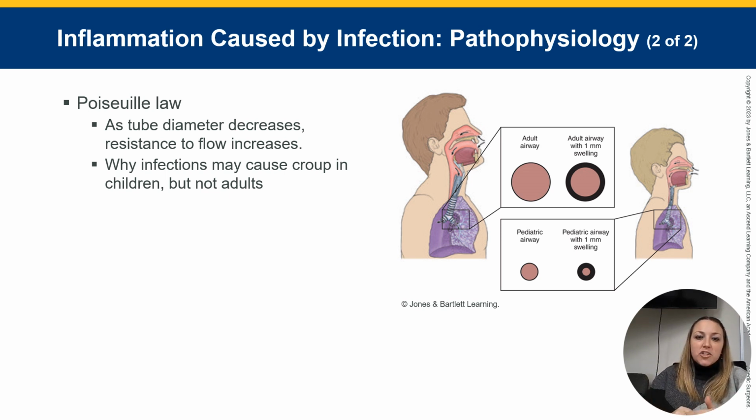And this is why airway infections can cause croup in children, but not in adults, because as you get older and you get bigger and you grow, you have a larger airway and you don't have that restriction. You don't get the restrictive disease that you do when you're a kid, because it doesn't get that small.